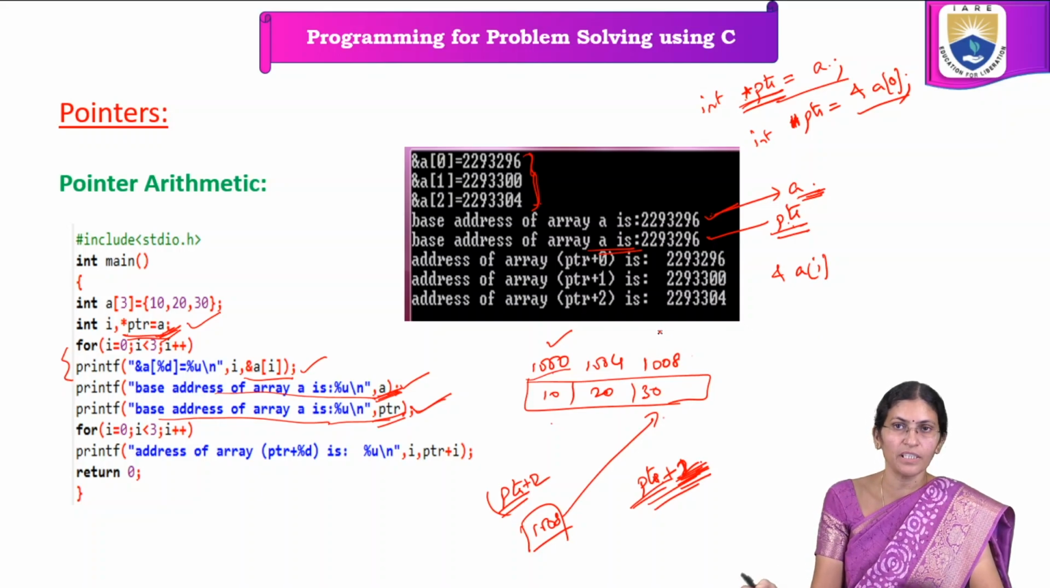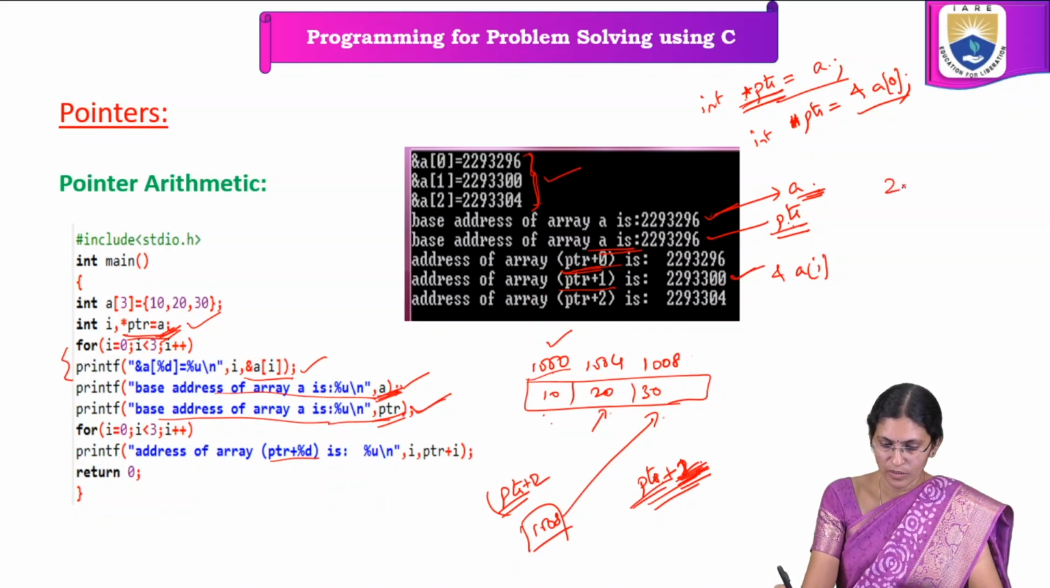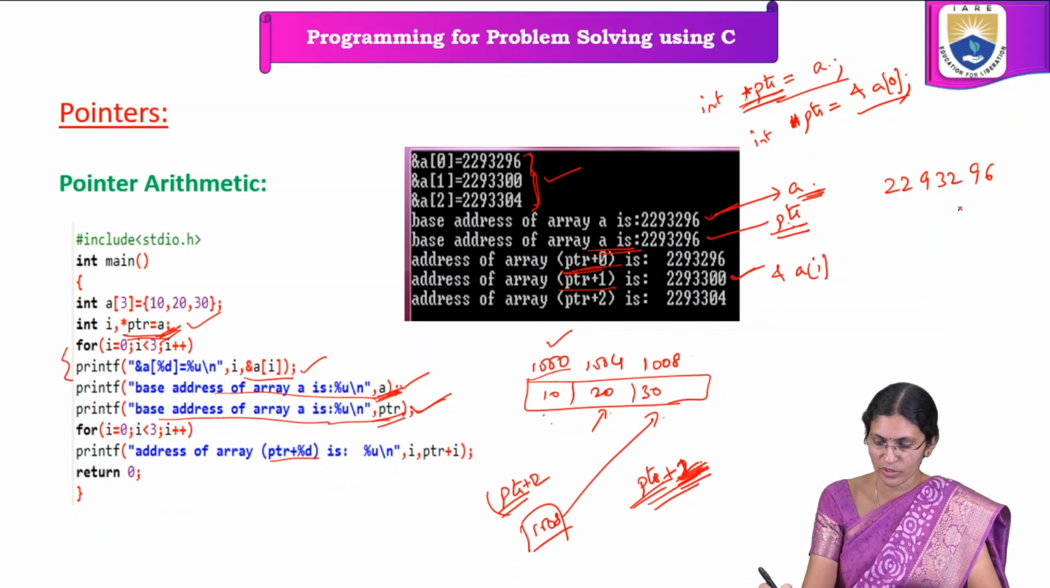Here we are printing the address of all the elements of the array by using the PTR variable, that is a pointer variable. PTR plus 0 means the first element of the array, that is 1000. PTR plus 1 is the second element address. You can compare these values and both are the same. The first base address is 2293296. This address will change as you execute, since it depends upon the machine.